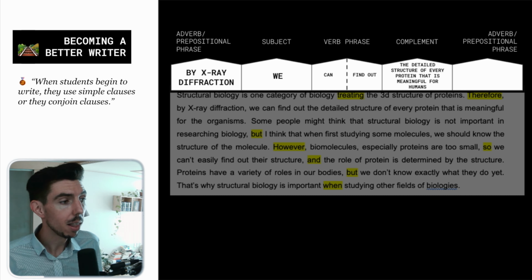Now, don't worry too much if you don't know what exactly we mean by subject, verb, phrase, complement. This is all going to unfold as we move along. But the important thing here just to notice is that this structure, this subject, verb, phrase, complement, is basically every sentence in this student's writing.